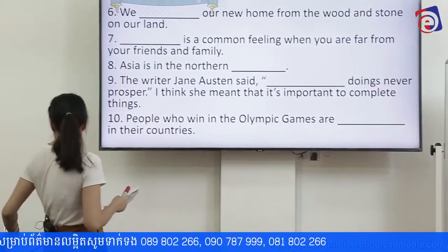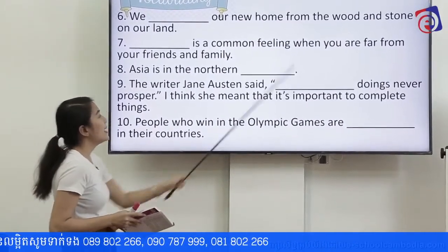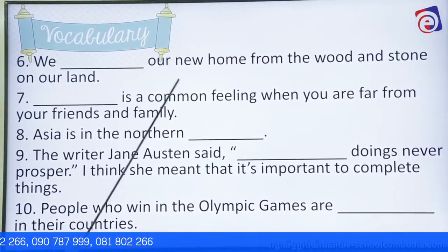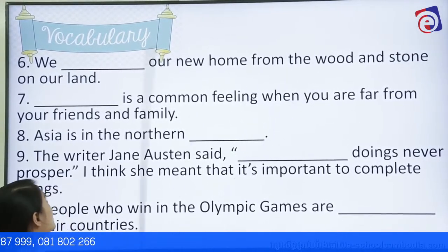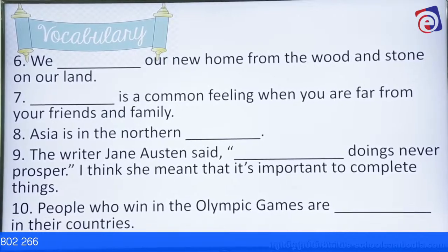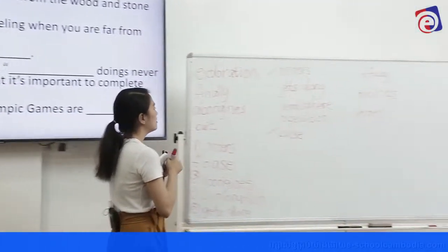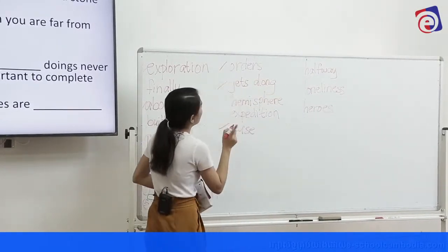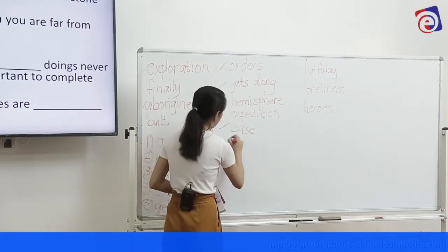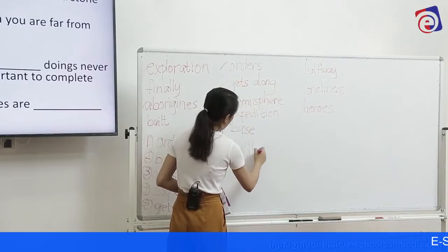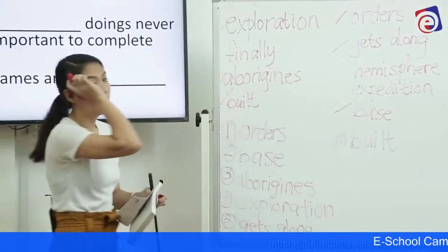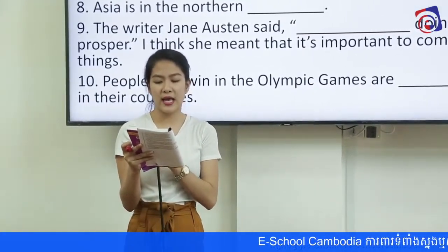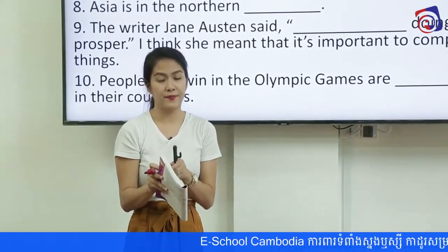We blank our new home from the wood and stone on our land. So what's the answer? Number 6. The answer is built. Built is here. Okay? Let's read again number 6. We built our new home from the wood and stone on our land.